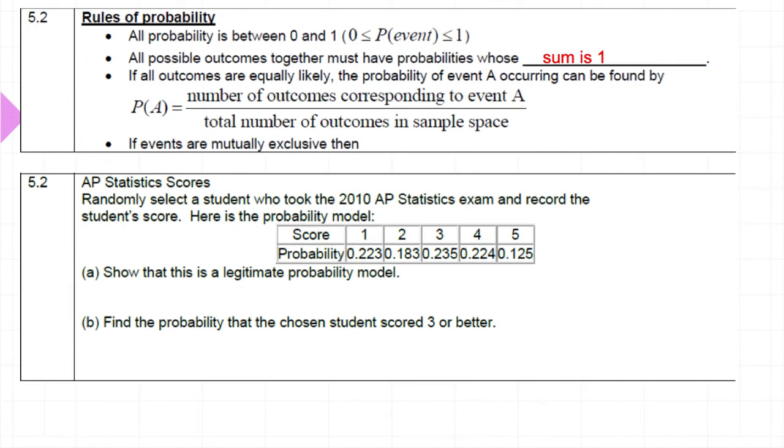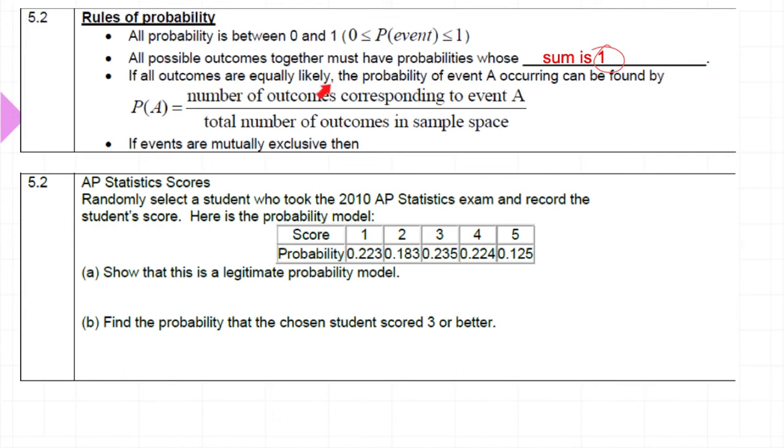These are rules that govern probability. These things must be true. All probability is between 0 and 1. We talked about that before, okay? All possible outcomes together must have a probability whose sum is 1. The total must always be 1. If the total is more or less than 1, then it's violating a rule of probability.